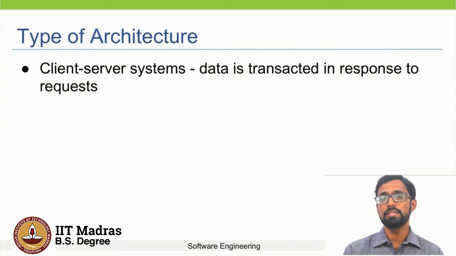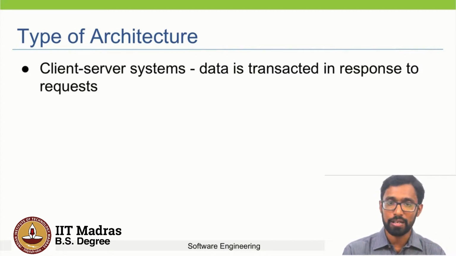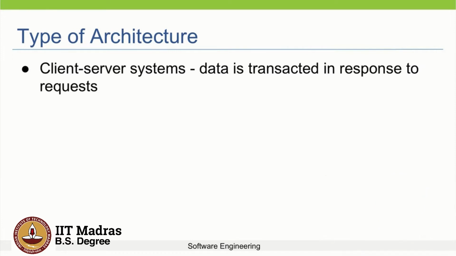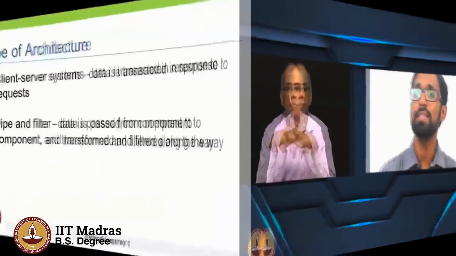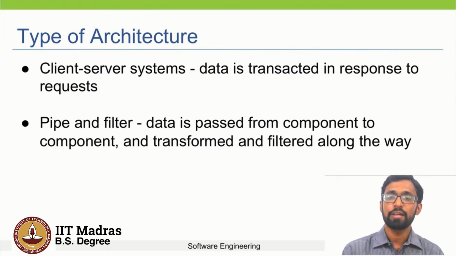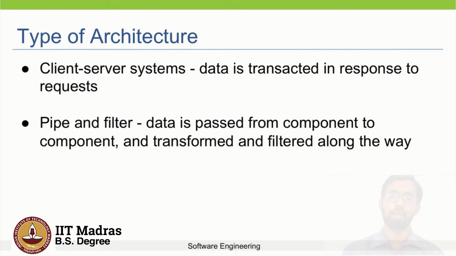So this client server system is a type of software architecture where there are systems which behave as clients and other systems which behave as servers. Now let's look at a compiler, right? So what does a compiler do? A compiler takes source code as input and then transforms it into what is known as assembly code and then again transforms this into an executable file which can be run by the underlying operating system, right? And this type of software system is known as a pipe and filter type of system where data is passed from one component to the other component and it is transformed and filtered along the way.